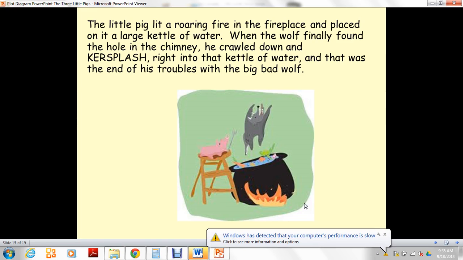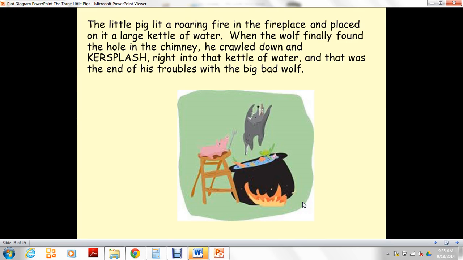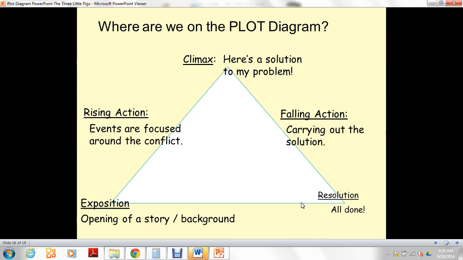This is the most exciting part. And the wolf fell into the pot of water. Correct? Alright, now we're going to go into what part of the plot diagram? Falling action.